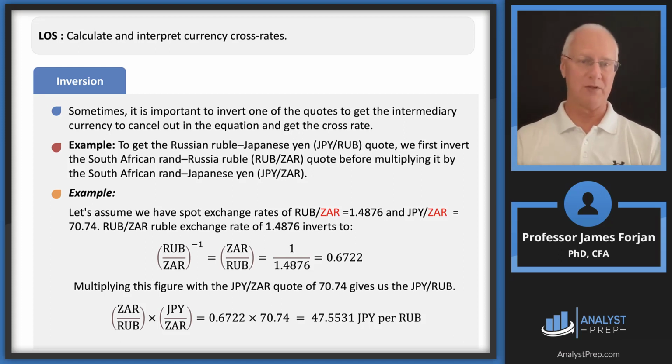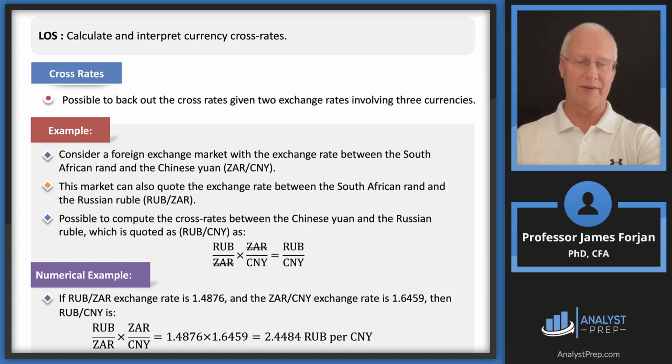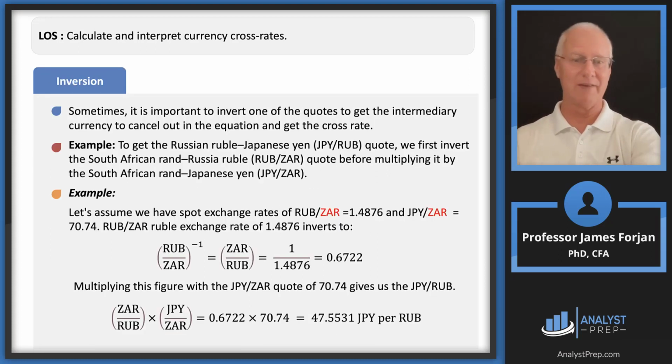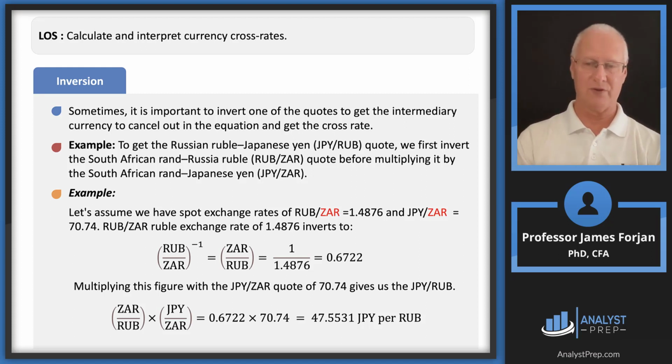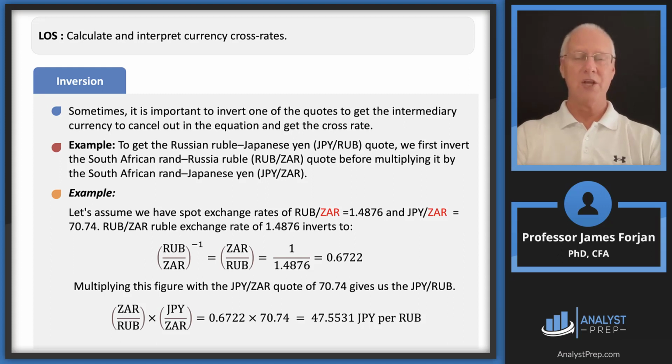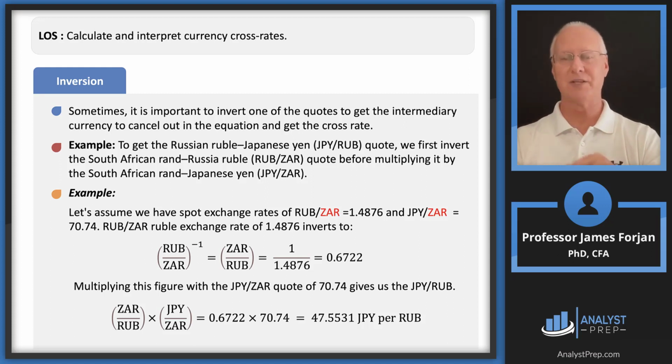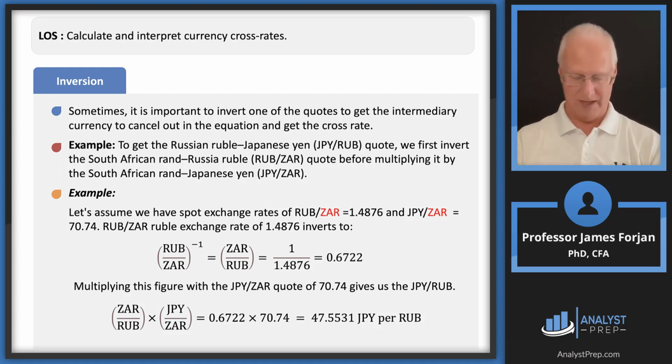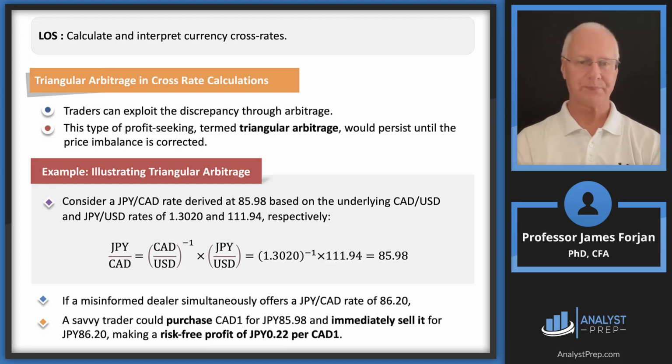Now, this is what I teach my students here. I tell them, look, if I give it to you like this, just go ahead and multiply. If I give it to you like this, go ahead and divide. You don't really need to go through the whole inversion process. You just need to divide. So look, if you were to take the 70.74 and divide by the 1.48, you're forcing the ZAR to be in the numerator and the denominator, and they cancel.